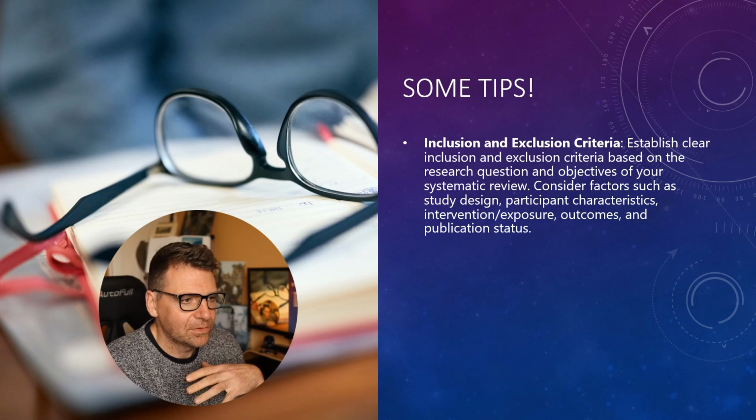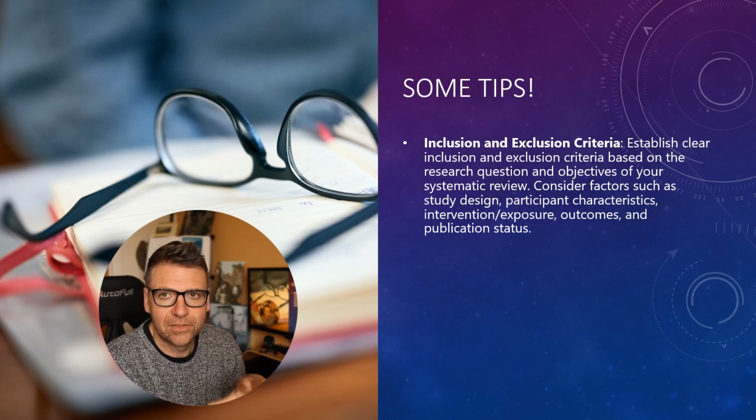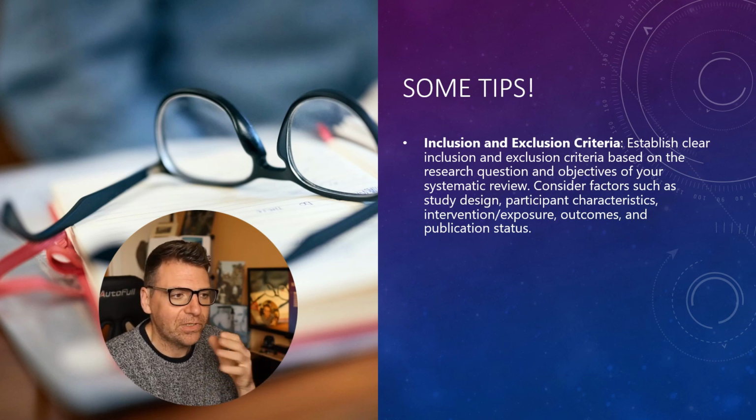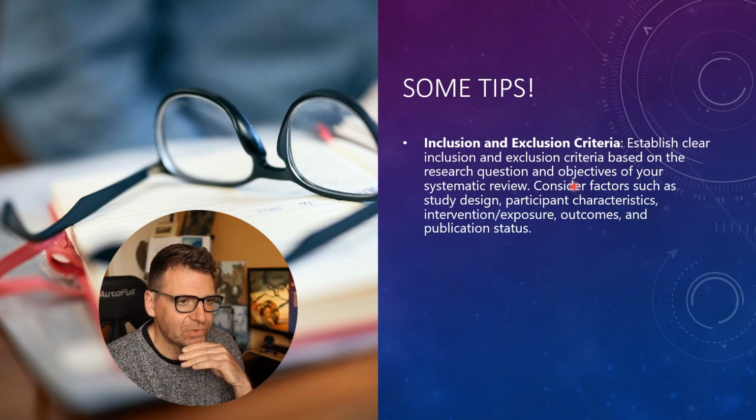Now, I mentioned the inclusion and exclusion criteria. You're going to hear those terms a lot from your supervisor, but it boils down to how not to have too many studies in your review. Obviously you can't have a review of everything. So how you establish that is you use certain criteria, and they're going to be based on your research question and the objectives.